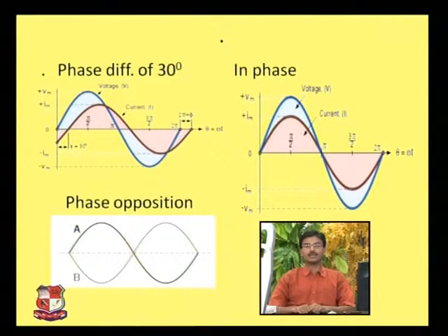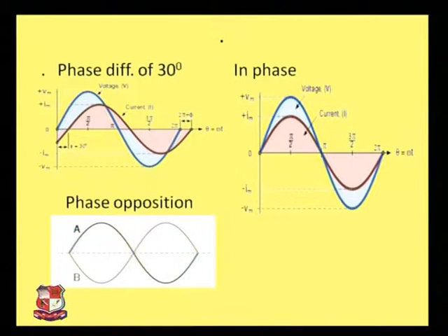In figure number 2, voltage and current both have a maximum value at the same time. So it is called in phase quantity.